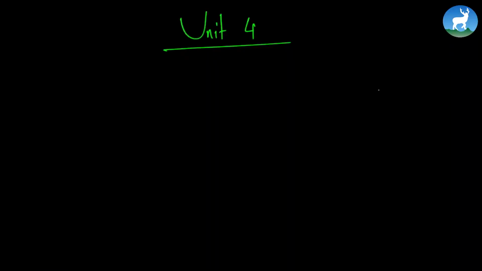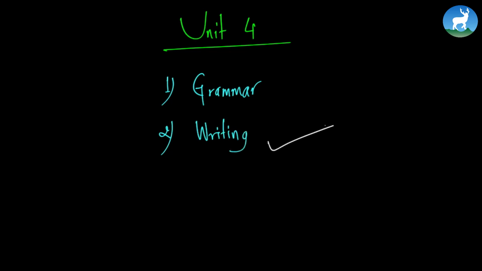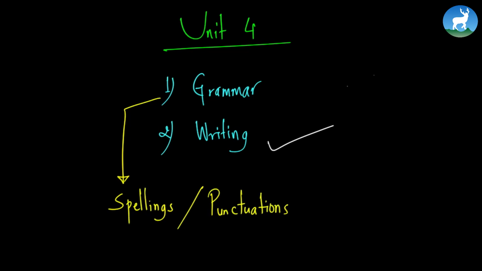In today's class, we are going to solve the grammar and writing portion of Unit 4, that is, A Brave Woman. So, let's begin. We are now going to start the grammar and the writing portion of Unit 4. So, two things to be taken care of: grammar and writing. Under the grammar section, we shall be looking at spellings and punctuations. And in the writing section, we'll learn how to write about people.